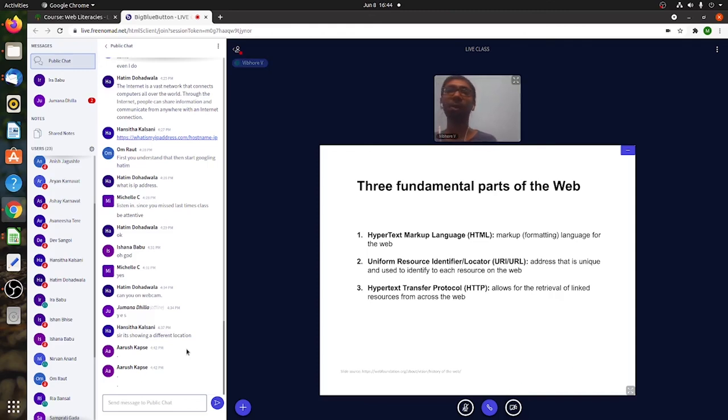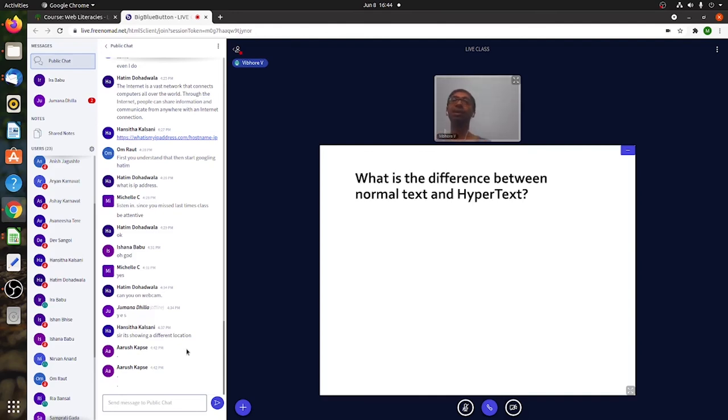Okay, questions, anything so far, please type. Okay. So now let's come to a big question. What do you think is the difference between normal text and hypertext?